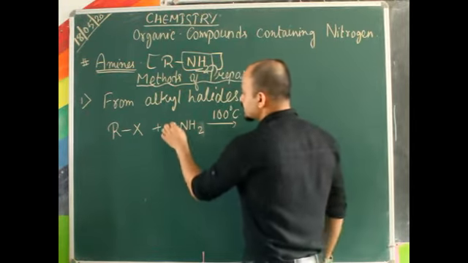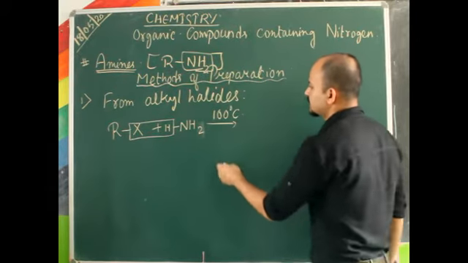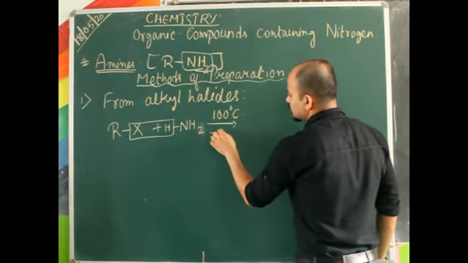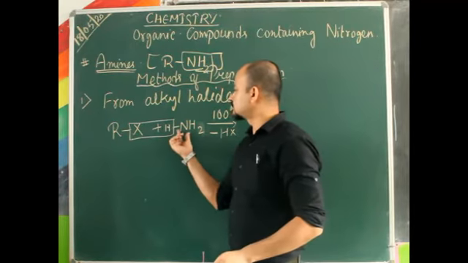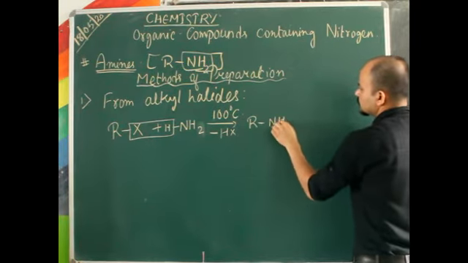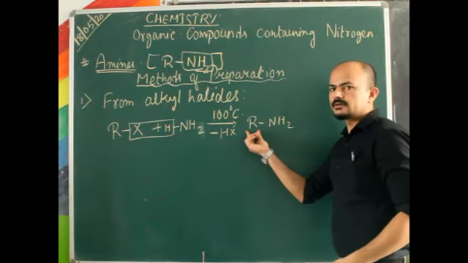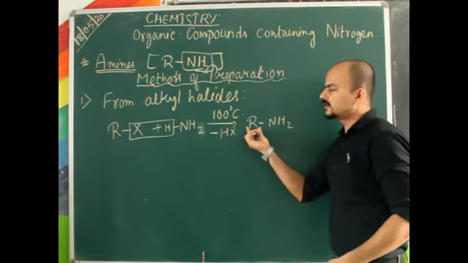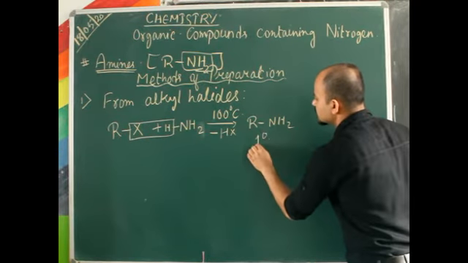How the reaction takes place is this HX will be eliminated from this compound, that is minus HX, and this R group now will be attached to this nitrogen. So we have RNH2. This NH2 group is attached to only one carbon containing group, therefore this is first degree amine.